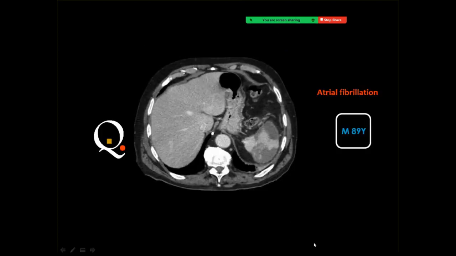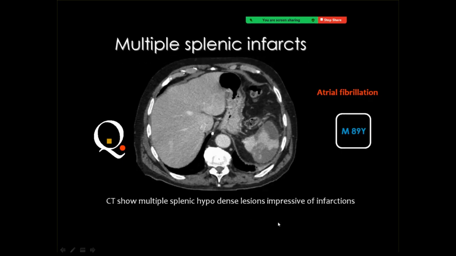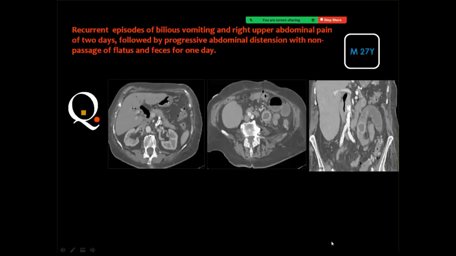Next case, patient 89 years old with atrial fibrillation. Splenic infarction. Yes, multiple splenic infarctions, multiple non-enhancing areas within the splenic parenchyma respecting the splenic contour, and these are splenic infarctions.